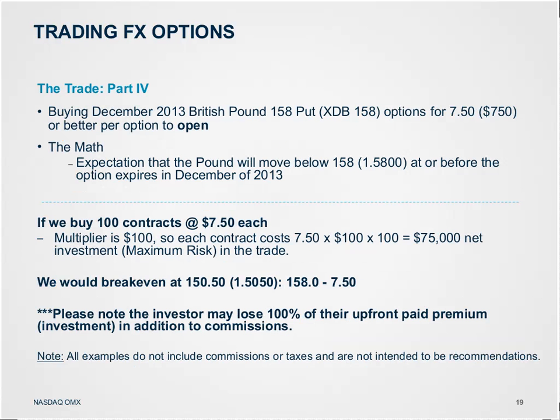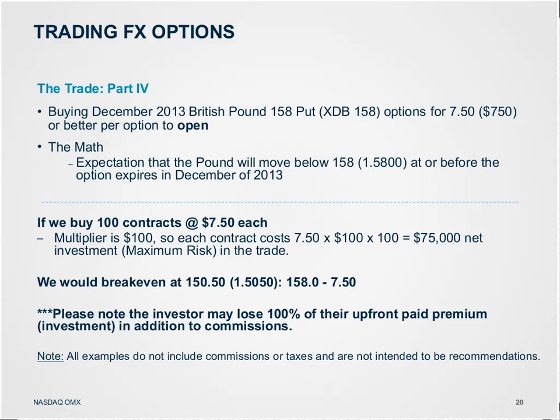So what happens with this pound option when we go forward? Well, we buy the 2013 British pound 158 put for $750 per contract. But we have 1 million British pounds to protect, so we're actually going to buy 100 contracts. Again, 100 contracts times the underlying currency units of 10,000 British pounds brings us to 1 million pounds.